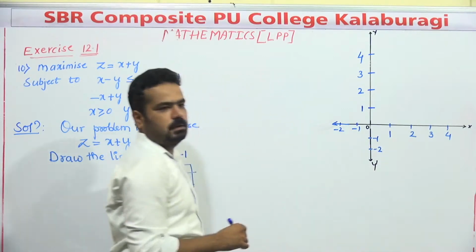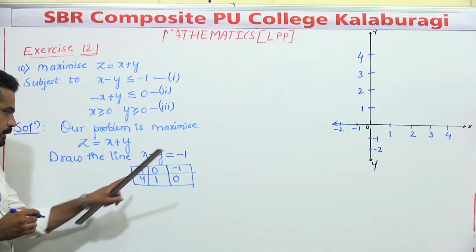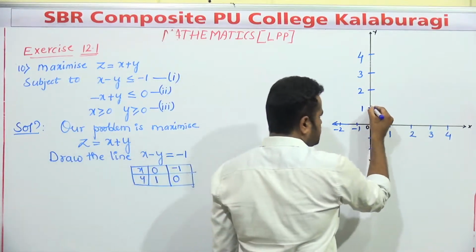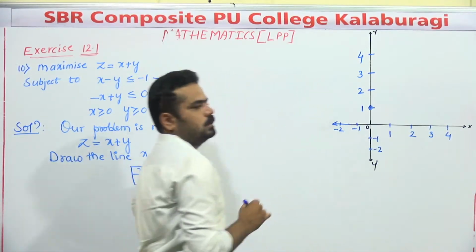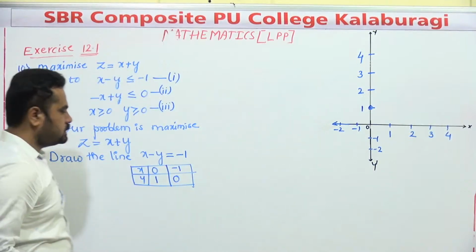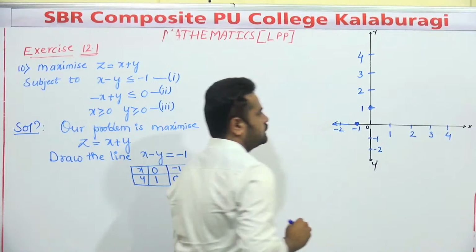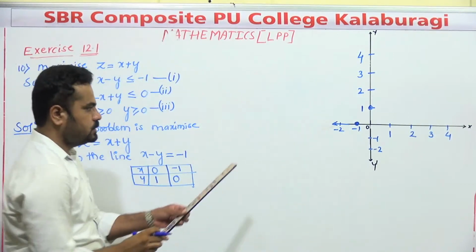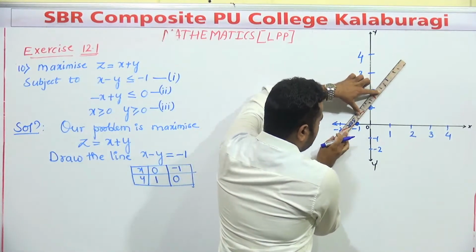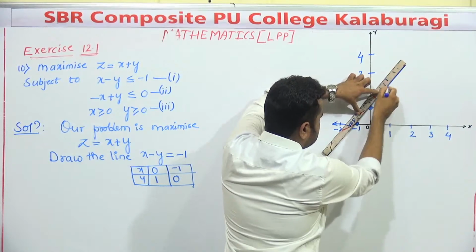What is the first point here? The first point is 0, 1. This is our 0, 1. And the next one is minus 1, 0. This is minus 1, 0. And join these two. We get the line like this.